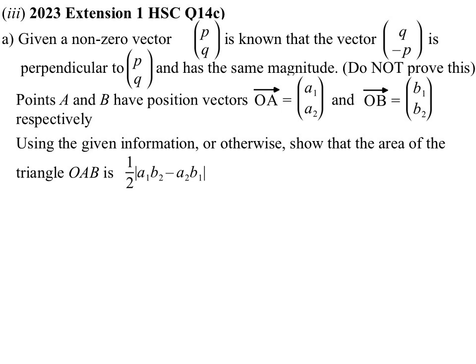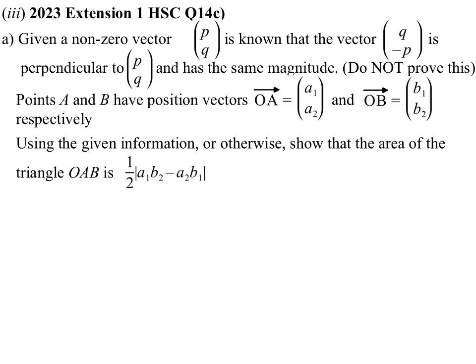Given a non-zero vector PQ, it's known that the vector Q minus P would be perpendicular to it and has the same magnitude. Do not prove this. And I put that in there because some people will look at it and go, oh, well, better prove that. No, don't need to. You can take that as fact.